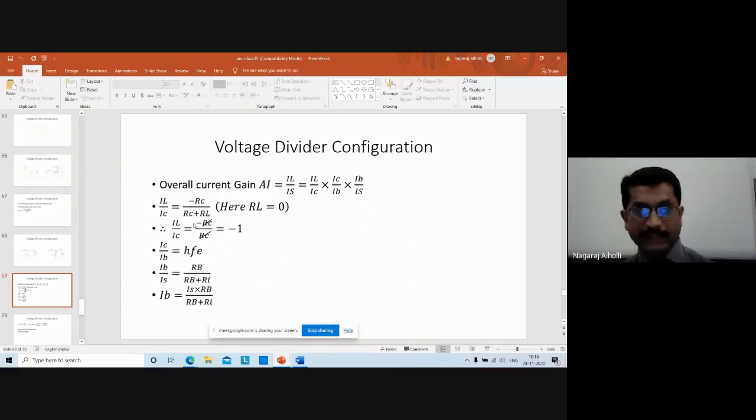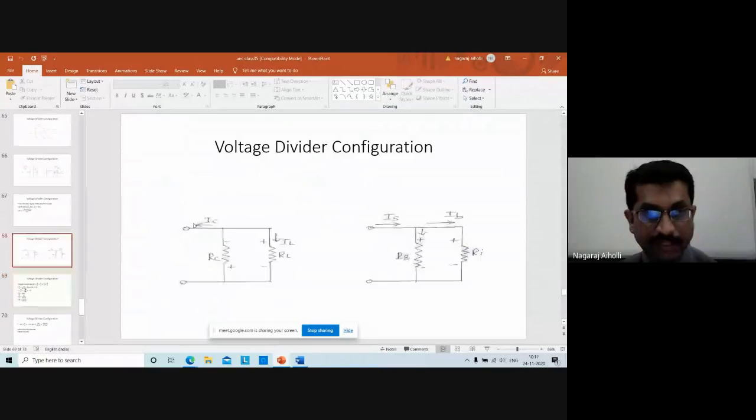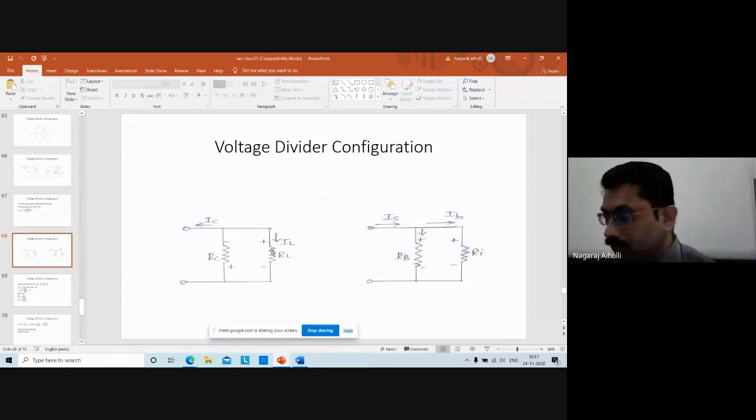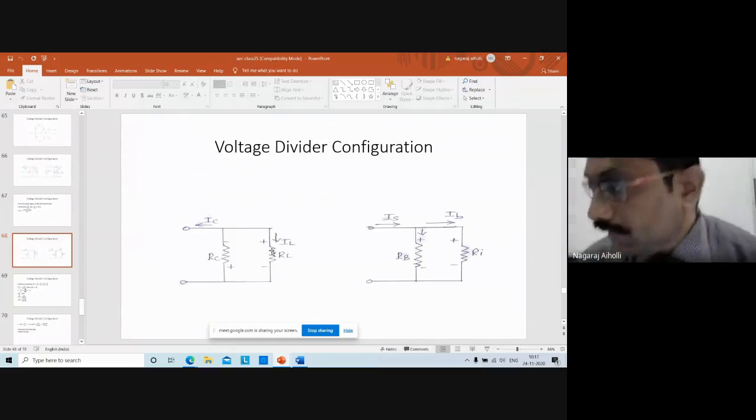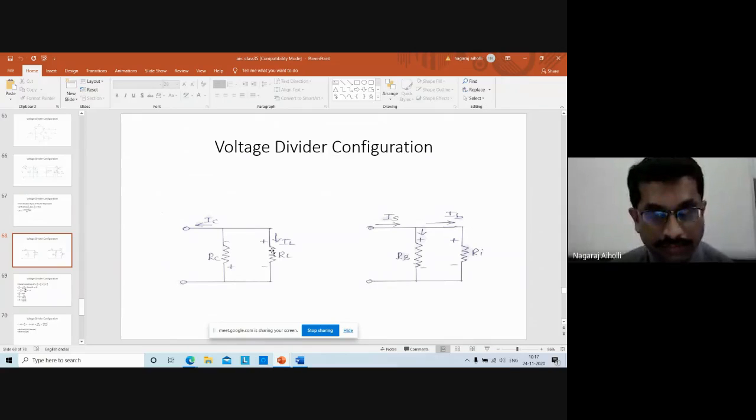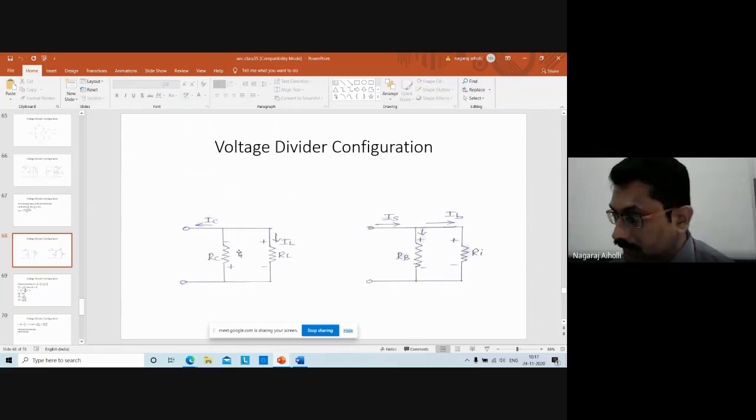If you want to find IL by IC, where is IL? IL is this portion, IC is this portion. We have to consider this portion. Now the current which is flowing through RC, that is IC, is flowing here. Then the current through RC: how does it flow?